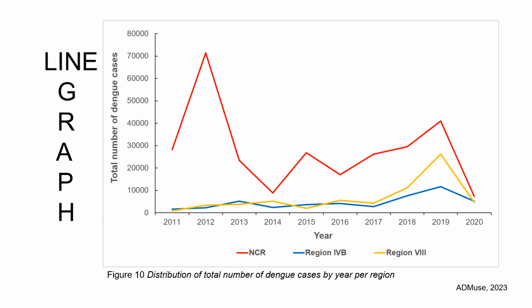A line graph is used to show changes of the variable with time. The time variable is year from 2011 to 2020 and is placed on the x-axis, and the total number of dengue cases is placed on the y-axis, noted in NCR, Region 4B, and Region 8. The peak noted in 2019 coincided with the reported dengue outbreak in most regions in the country, and by 2020 there was a noted decline in the number of cases concurrent with the COVID-19 pandemic.